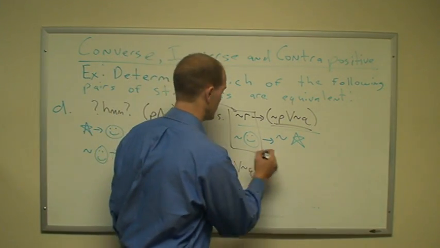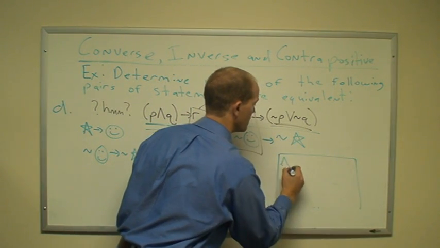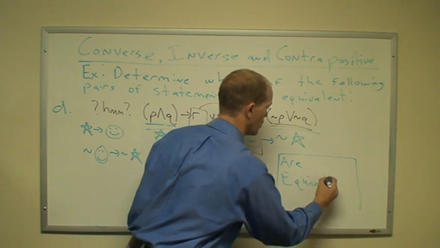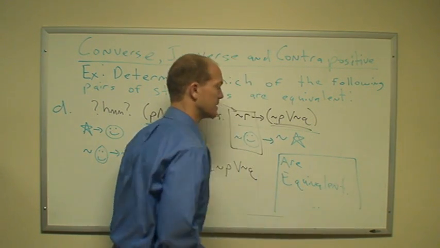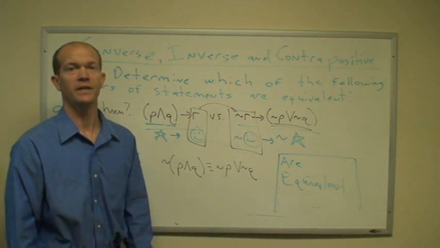So D was the problem we were doing here. D showed a pair of statements that are equivalent. You may want to review this last example as it goes through a lot of what we've done in the last couple of videos.